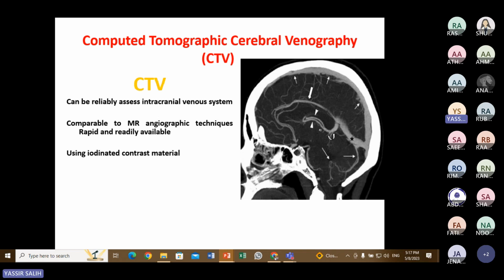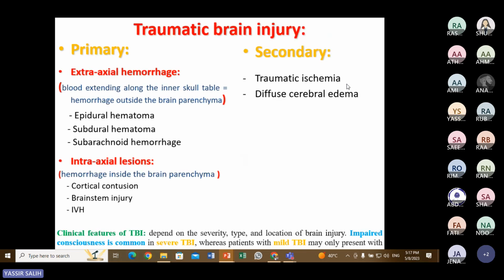Compared to MR venography, this CT venography is rapid. It is known that CT always requires less time compared to MRI. If we do MRV or CTV, it usually takes less time. It is a rapid technique. And as we said, it only needs contrast. You must give the patient IV contrast to delineate the venous system.